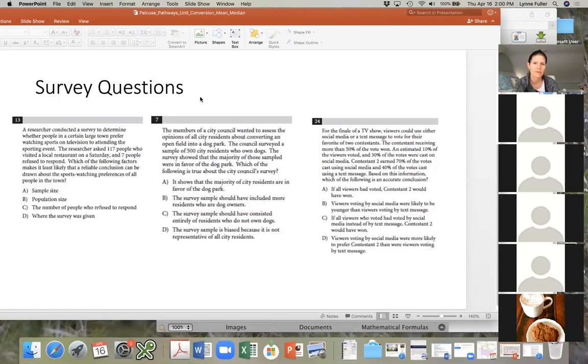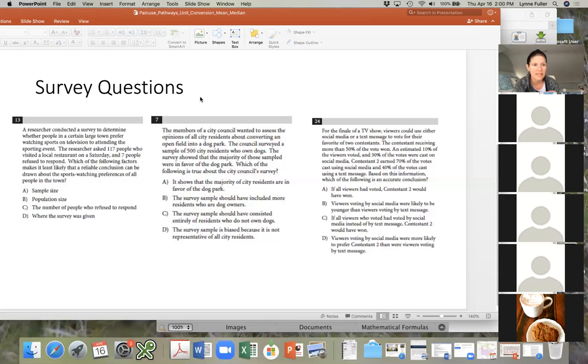So A, it shows that the majority of city residents are in favor of the dog park. No, because they didn't survey the majority. The survey sample should have included more residents who are dog owners. They already did. The survey sample should have consisted entirely of residents who do not own dogs. No. Or the survey sample is biased because it is not representative of all city residents. Yes, that's the bias. So D. So we have to be careful with that.